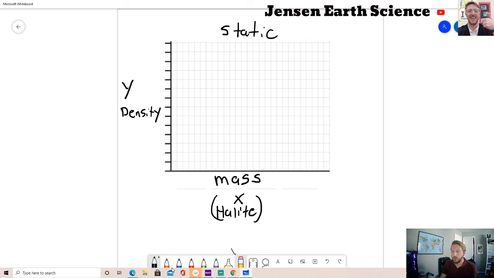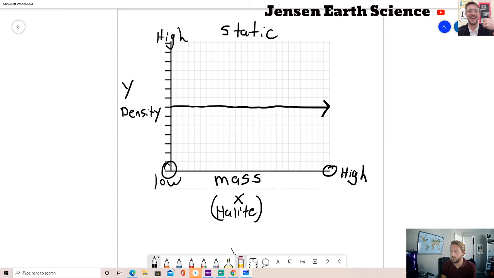So the mass of halite, right? Say your mass of halite is low, because this is the lowest part of a graph. This is the highest part of the graph. So no matter what our mass of halite is, will it ever change density? The answer is no. As the mass of halite increases and increases, no matter what, its density is going to stay exactly the same. And that would be a very popular option to explain a static relationship on a graph.